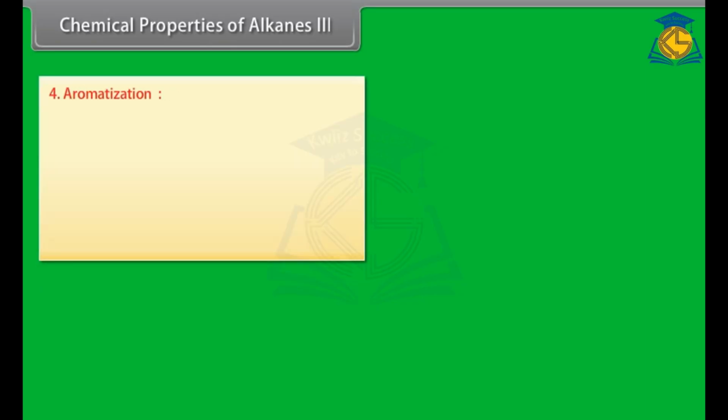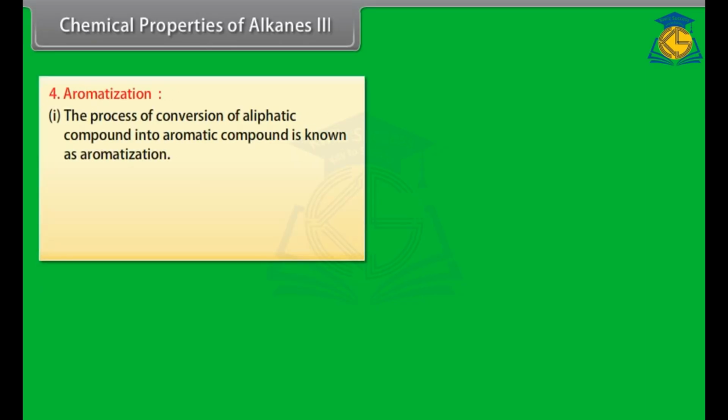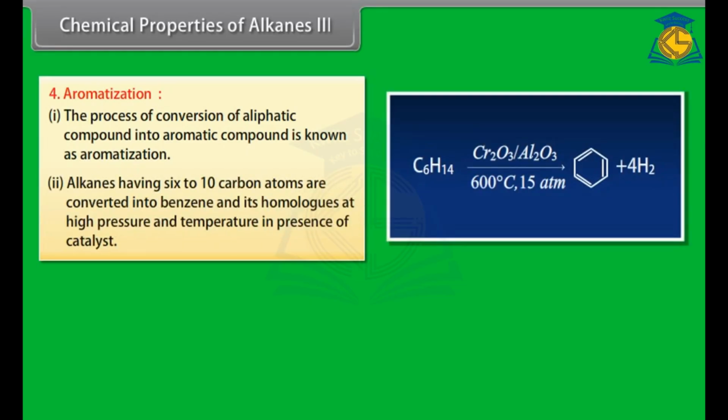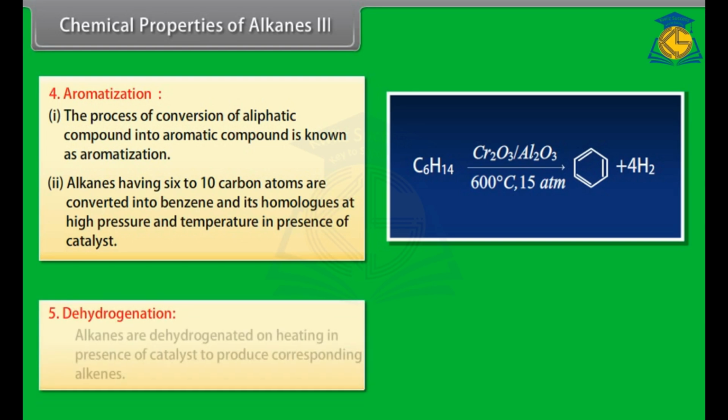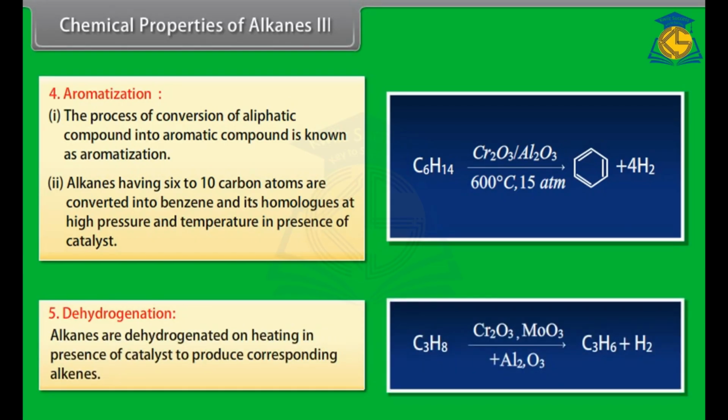Chemical properties of alkanes. 3. Aromatization. Number 1. The process of conversion of an aliphatic compound into an aromatic compound is known as aromatization. Number 2. Alkanes having 6 to 10 carbon atoms are converted into benzene and its homologues at high pressure and temperature in presence of a catalyst. Dehydrogenation. Alkanes are dehydrogenated on heating in presence of a catalyst to produce corresponding alkenes.